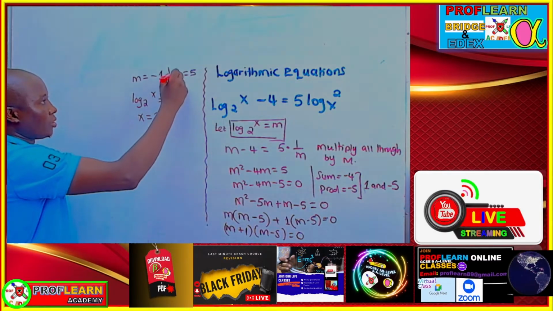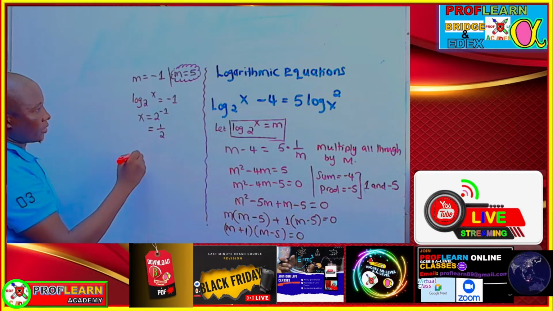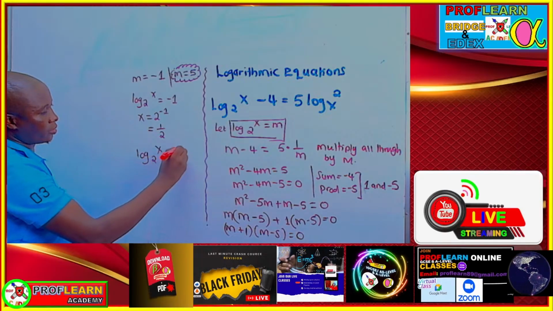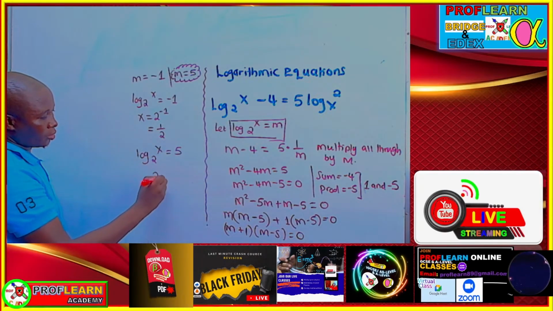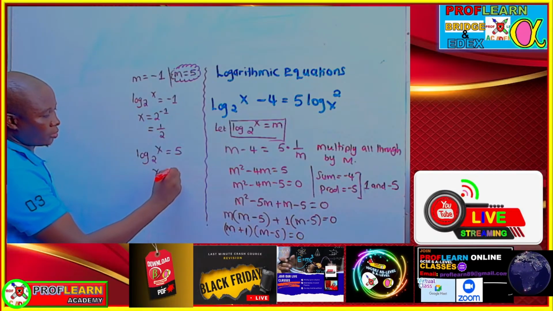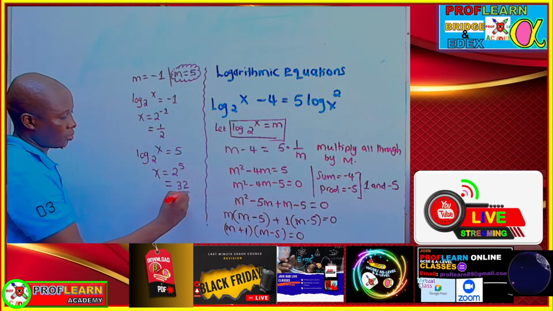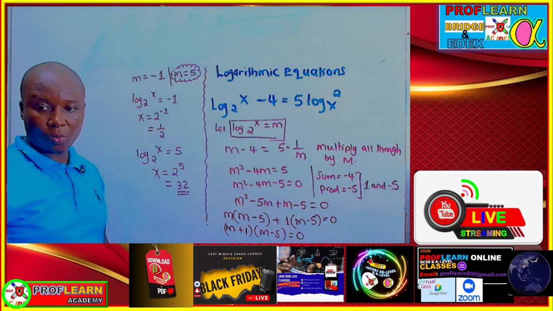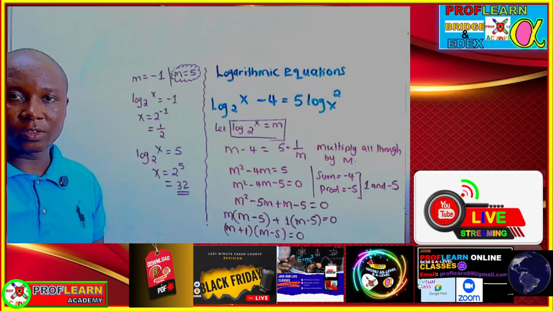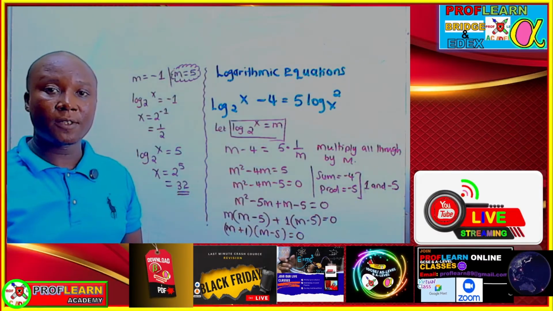And the second solution is when we have m is equal to 5. So we are going to say log of x base 2 is equal to 5. So x is going to be equal to 2 raised to power 5, and that is going to be 32 at that particular point. So whenever you're given a question to do with logarithmic equations, this is the way you are going to do it in additional math.